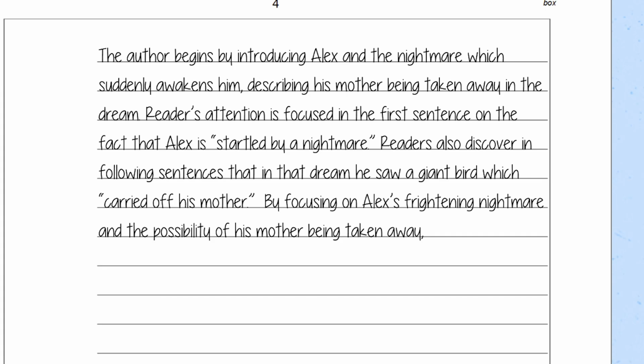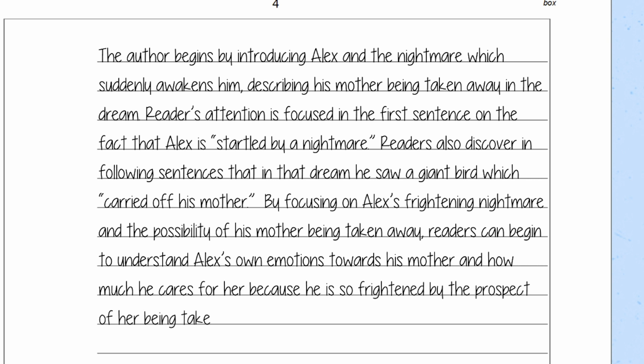By focusing on Alex's frightening nightmare and the possibility of his mother being taken away, readers can begin to understand Alex's own emotions towards his mother and how much he cares for her, because he is so frightened by the prospect of her being taken away. Then, as we go on to read the rest of the text, we might want to look out for how the fear Alex feels or his emotions towards his mother are changed or developed for us in an interesting way. 3 paragraphs like this, detailing the beginning, middle, and then the end of the text, will show that you've comprehended the source as a whole.